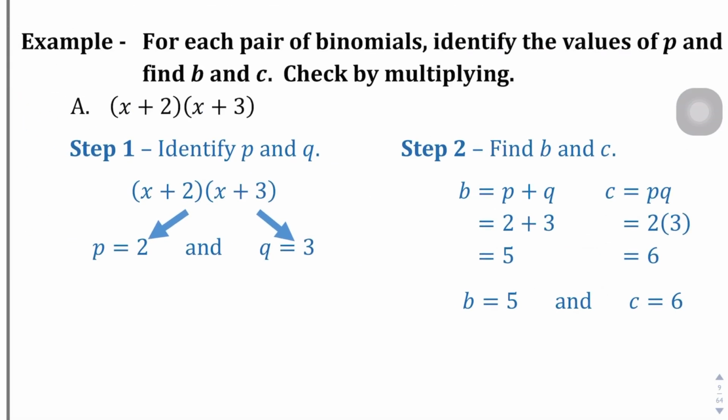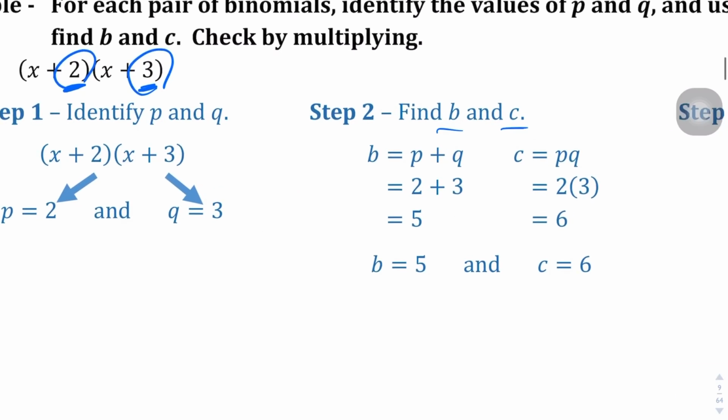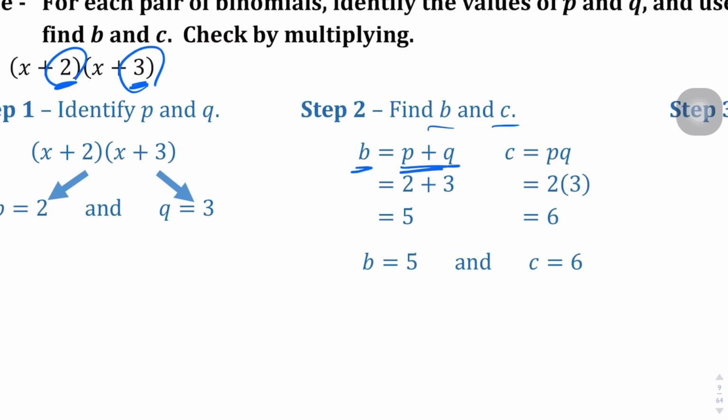So they want you to be able to identify P and Q. This is P, this is Q, or vice versa. It doesn't really matter which one you pick, but let's just say the first one is P, the second one is Q. So how do you find B and C? Well, they tell you that B is going to be P plus Q. So you add 2 and 3 and you get 5, and that's B. Don't ask me why. They just tell you that that's what it is. And then C is P times Q. So 2 times 3, which we get from over here, is 6. And so C is 6.